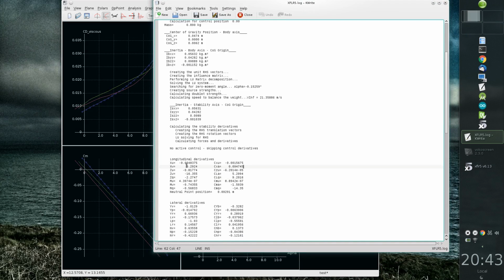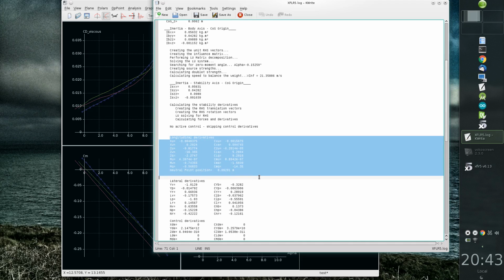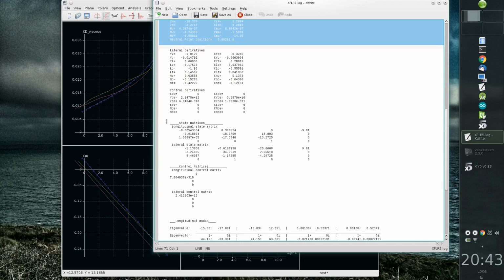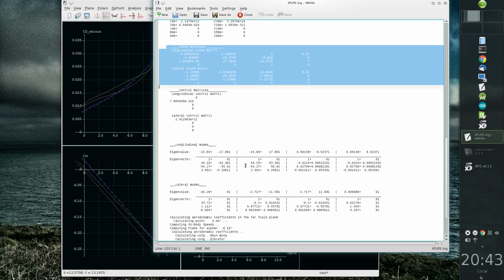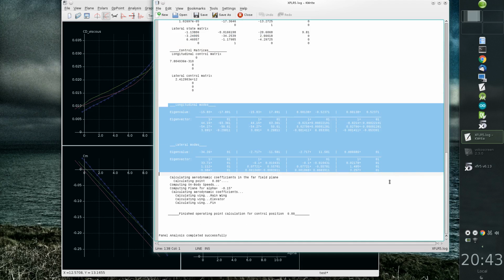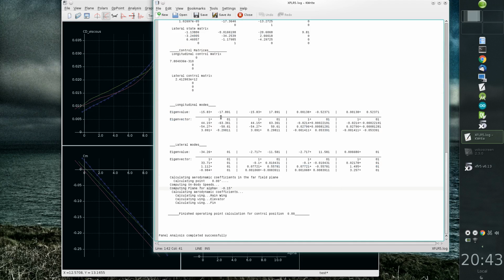Let's move on. Here we have some longitudinal natural derivatives. We don't really use these values, nor do we use the state matrices. We just check that the longitudinal modes and lateral modes have been created successfully. These are complex values. I won't explain what they are or how they're used. This is a bit technical. But the important thing is that everything went smoothly and that the panel analysis completed successfully.